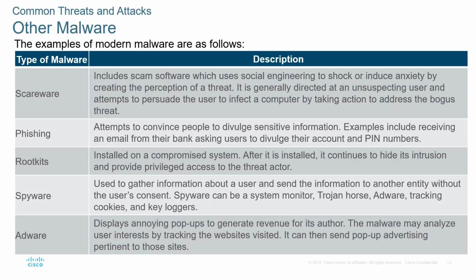We have rootkits. These are going to be installed on a compromised system, and after it's installed, it will hide intrusion and provide privileged access to the threat actor. Very hard to get rid of. Spyware itself is going to be information that's gathered from a user and sent to another entity without the user's consent. This can be very simple, just a system monitor with a Trojan horse, adware, tracking cookies, keyloggers, etc. They don't really do damage. They're just collecting information and sending it off, which obviously could be damage in and of itself.